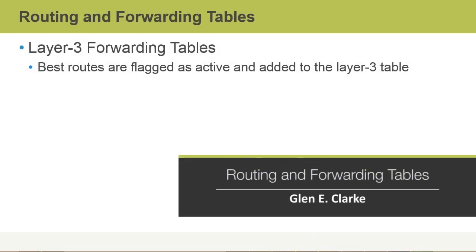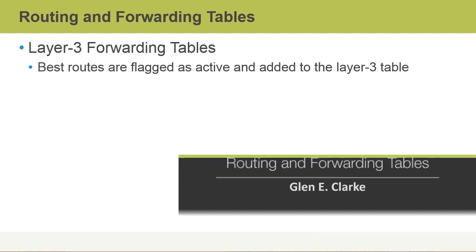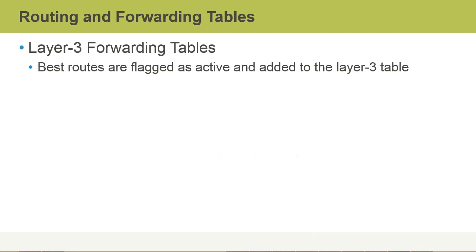In this demonstration, we'll discuss routing and forwarding tables with Juniper devices. The first thing to note is that there's two different types of forwarding tables. We have what's called a layer 3 forwarding table, which is going to contain the best routes that are flagged as active from the routing tables of the device and then added to the layer 3 forwarding table.